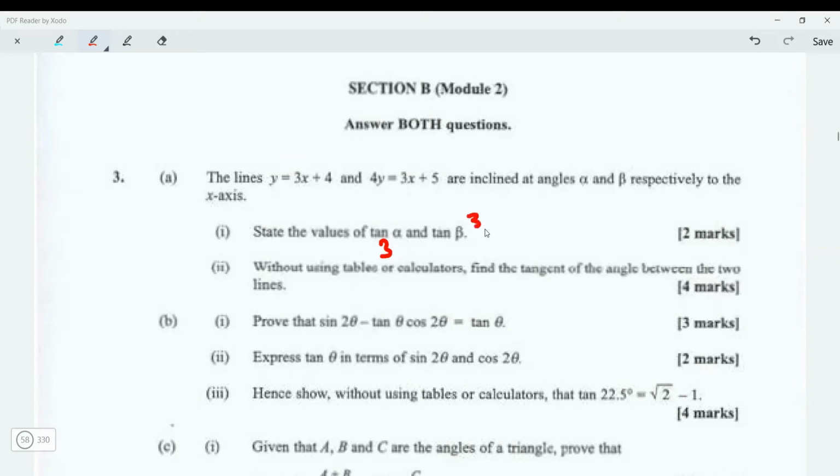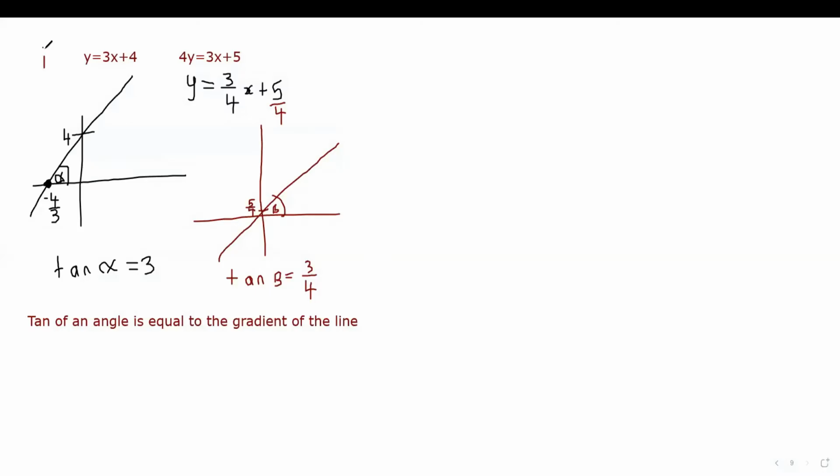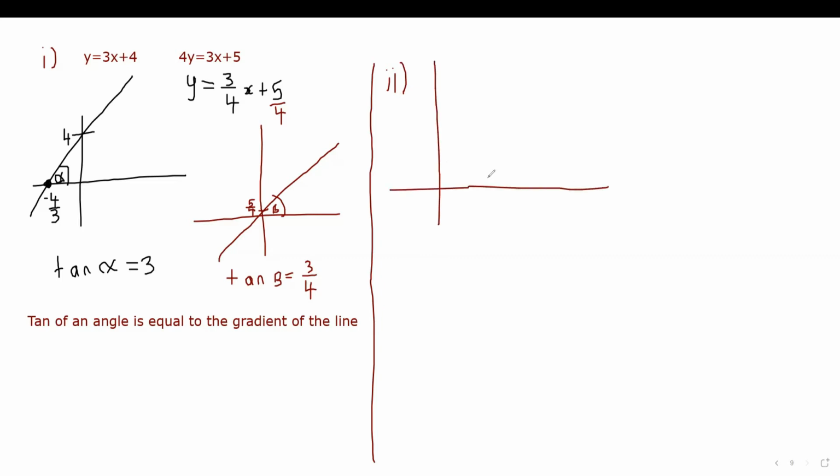What is tan beta? That's 3 over 4. Now it says, without using tables or calculators, find the tangent of the angle between the two lines. So to find the tangent of the angle between the two lines, so this is part 1, module 2. To find the tangent of the angle between the two lines, see it here now, part 2. Right? So we're finding the tangent of the angle between the two lines. I'm just going to sketch what is going on. I know we like to see the sketch.